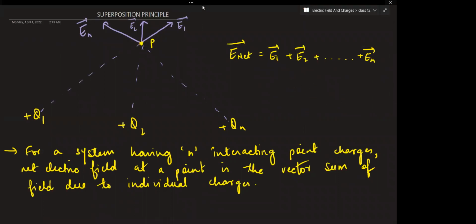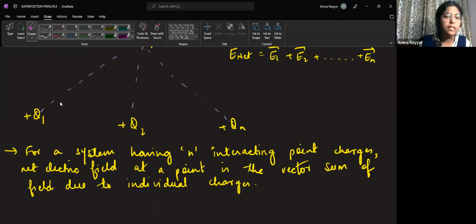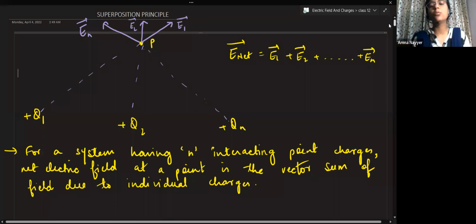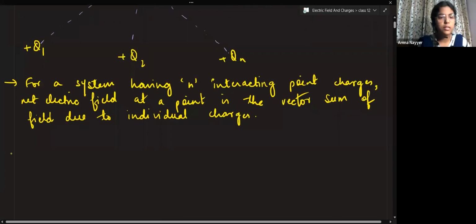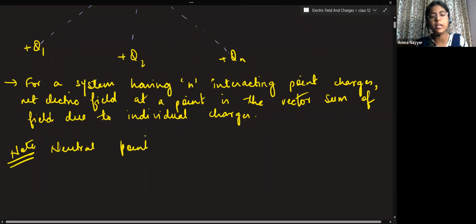Yes, teacher. All right. Okay, one more thing before you start noting it down. We have a point known as a neutral point. Many of you must be aware of this point. So see, neutral point is that point in which the electric field of all the individual charges cancels each other.